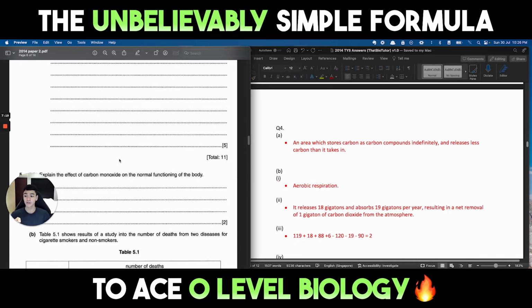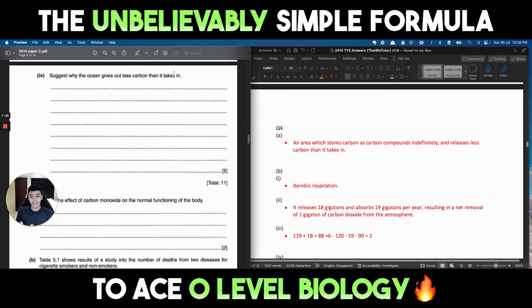It suggests why the ocean gives out less carbon than it takes in. This time, I have just been doing step 1, which is just copy and paste. If you know the CAQ, if you learned it, then you just write it out in the exam. Even if it's not perfectly word for word, same keywords, same ideas, you should get the full marks. Next, this question, you require step 2. You need to be like the Golgi apparatus: modify, sort, and package your answer to fit the question.